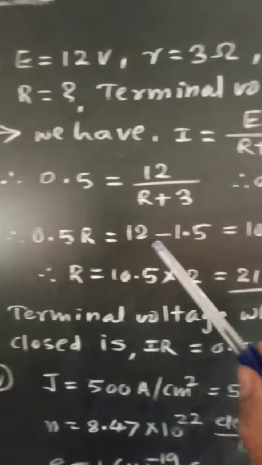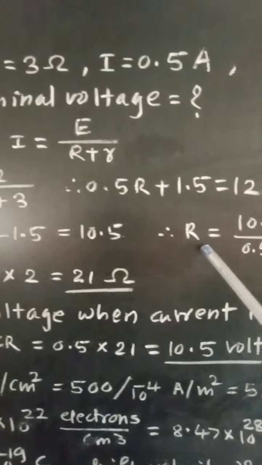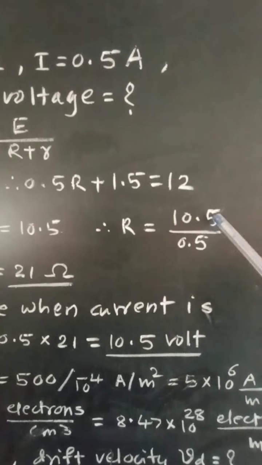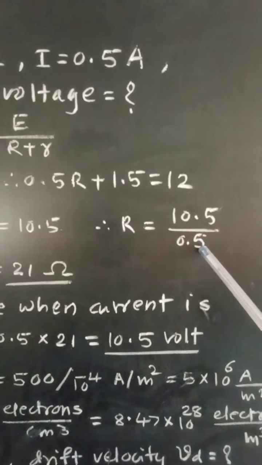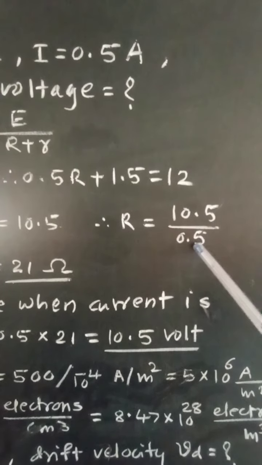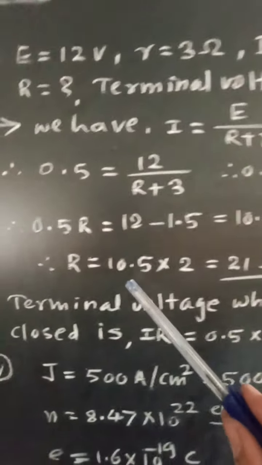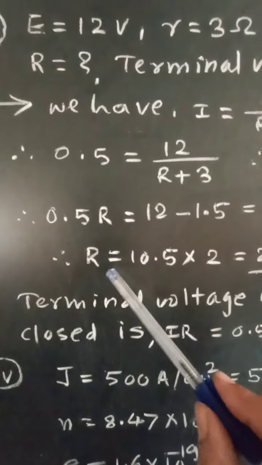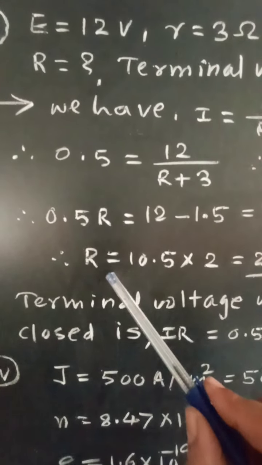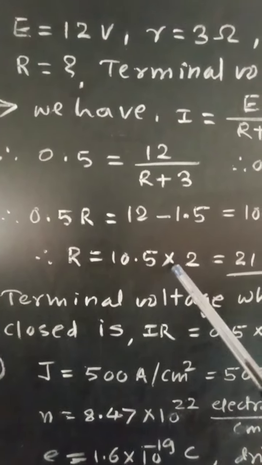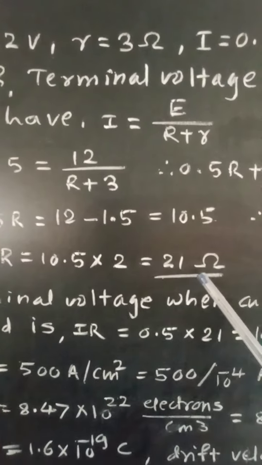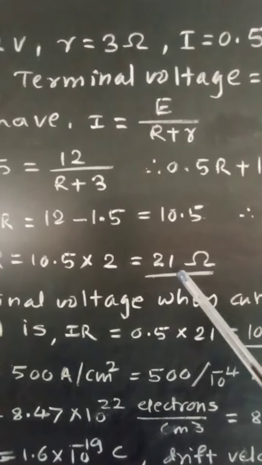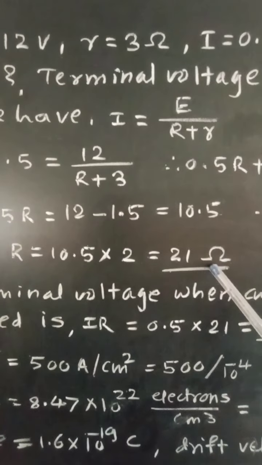and therefore 0.5 R is equal to 10.5, therefore R will be equal to 10.5 upon 0.5, but this 0.5 will be written as 1 by 2, and therefore 2 will be shifted to numerator, and therefore we will get R is equal to 10.5 into 2, which comes out to be 21 ohm, which is the required resistance.